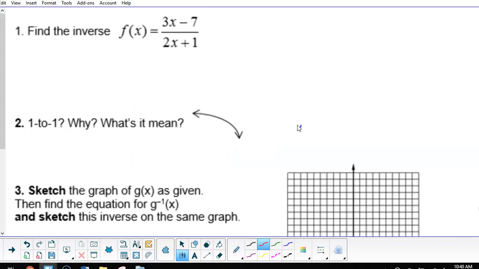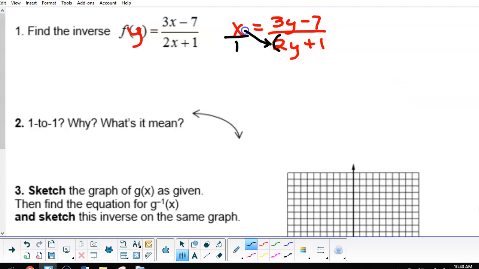I wonder if I have this on another slide. I do. So it becomes x equals 3y minus 7 over 2y plus 1. Then what? Cross multiply and be sure you distribute that x down there, right? So you can do it in different orders, but I did 2xy plus 1x equals, and going across this way, 3y minus 7. Now, I don't have a ton of room to show work.